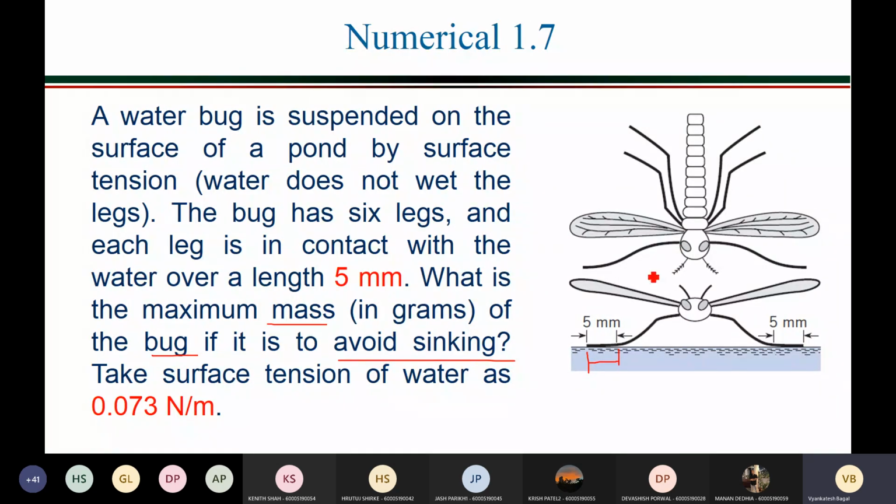So you have to find out what should be the weight of this bug. Take the surface tension of water as this, you have already noted down. So take down this value sigma, the surface tension of water, and find out what should be the weight of this bug, or the mass they have said. So small m, the mass of the bug, you have to find out. Okay.